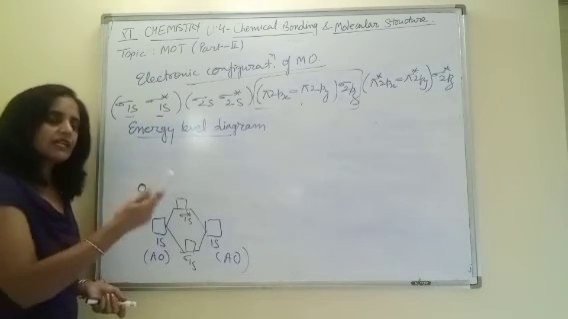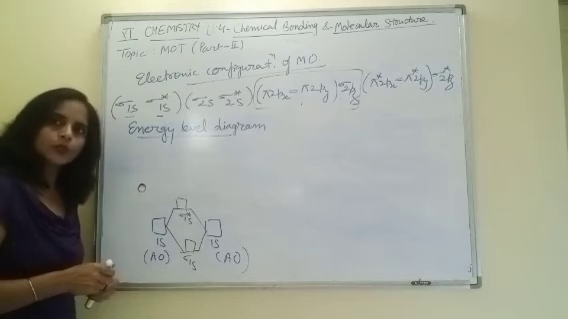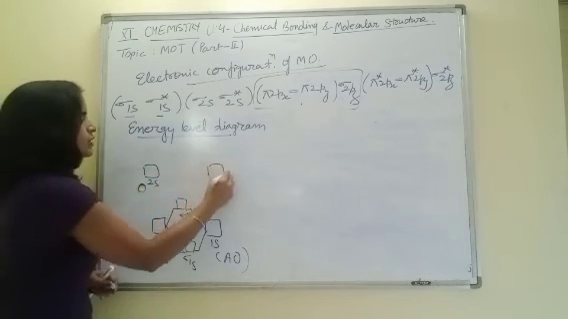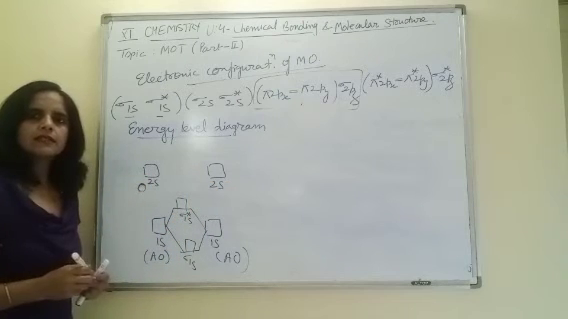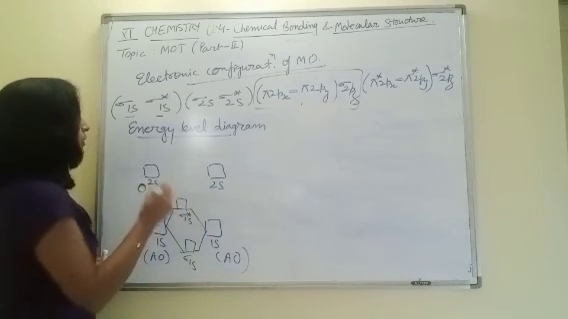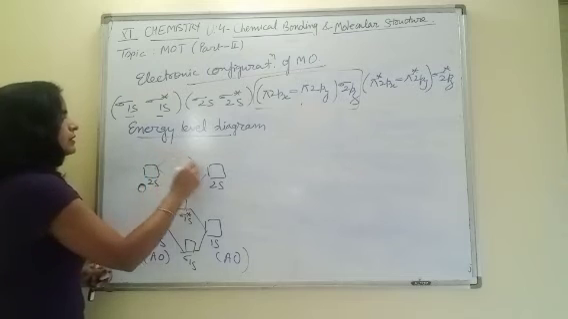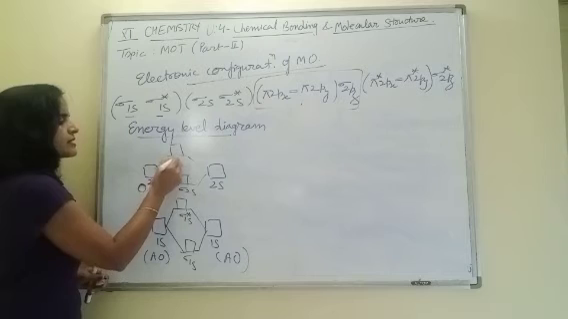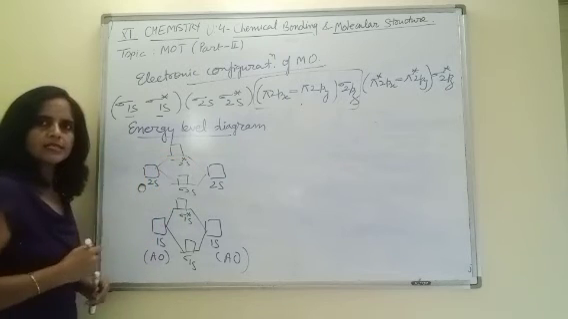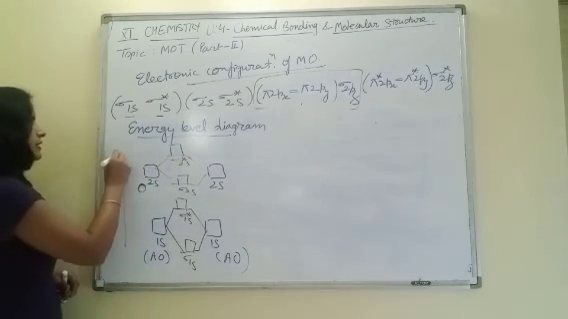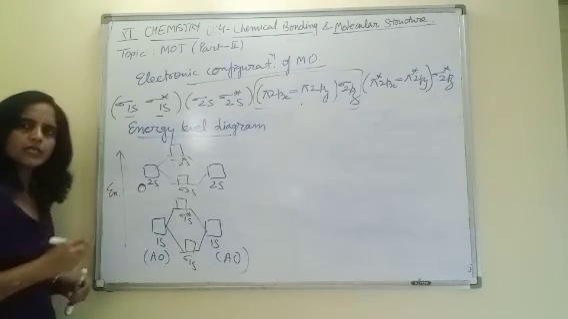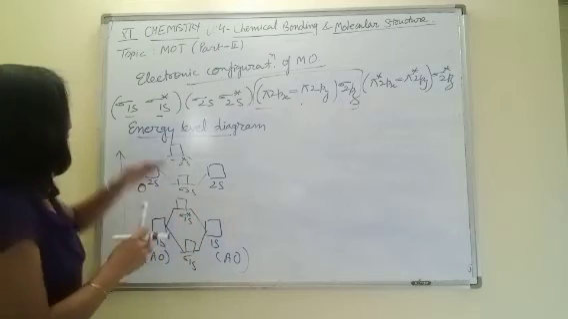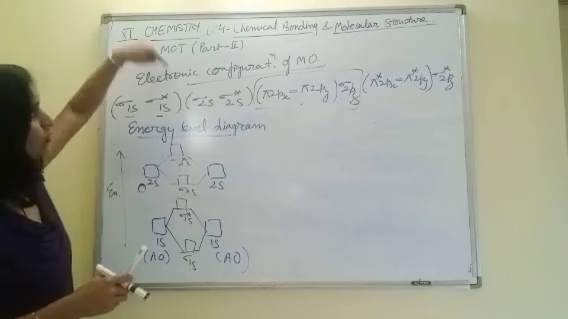Simple. After 1s, the next orbital will be 2s. So here this is 2s, this is also 2s. Again represent two levels, bonding and anti-bonding. This is sigma 2s, this is sigma star 2s. This is the increasing order of energy. After 2s, the next orbital to come will be 2p. You will be drawing it here. In this way, you will be moving.